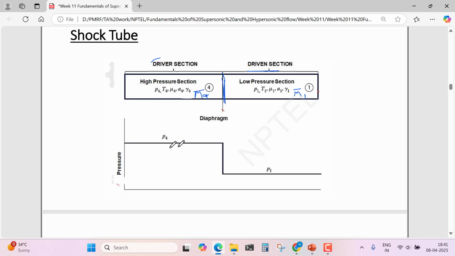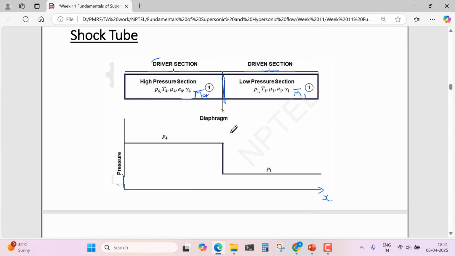So initially the pressure will be like this. This is the distance x. In the driver section, constant pressure P4, and in the driven section, constant pressure P1, and there will be a pressure difference.